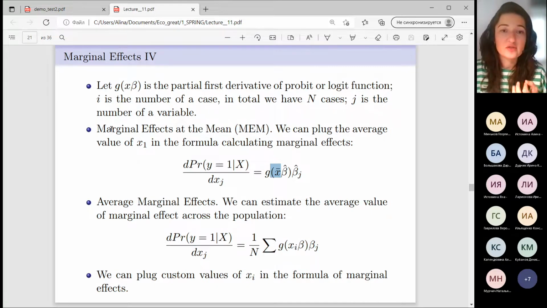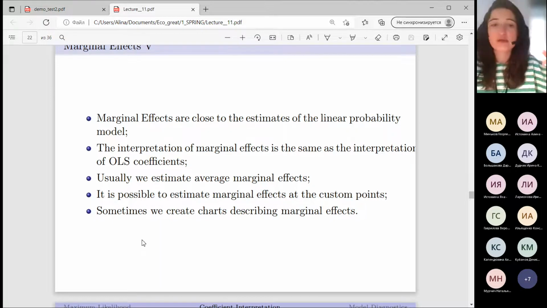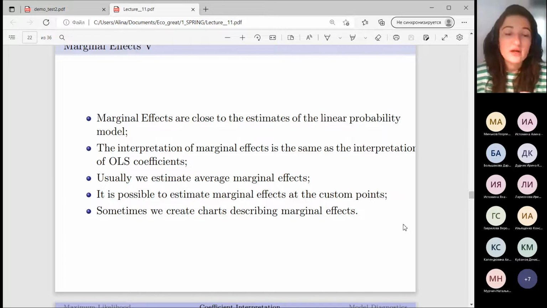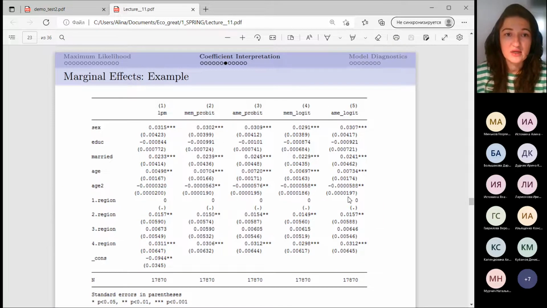But of course, I need to clarify that the marginal effects at the mean and average marginal effects are more popular options than the last one. And of course, sometimes, instead of just estimating some values, it will be more convenient to also add some charts, some graphs that describe your marginal effects. So let's take a look at how you can do this in Stata.